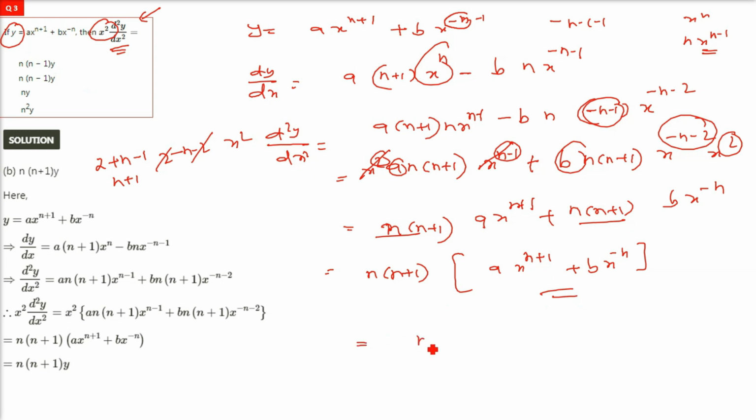So you get n plus 1 into y. This is your x square into d2y by dx2. This is your answer, n plus 1 into y. So there may be some misprinting, but you know how to get the answer.